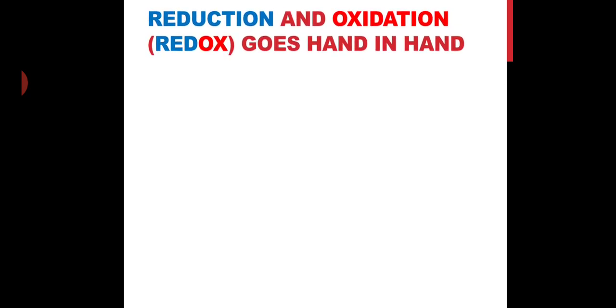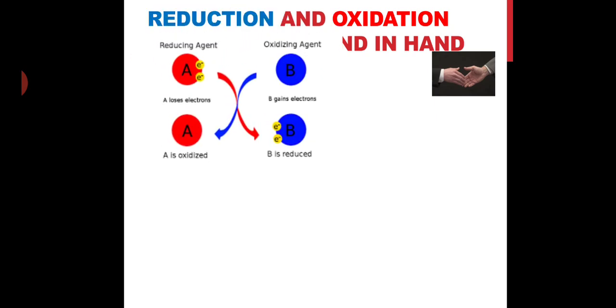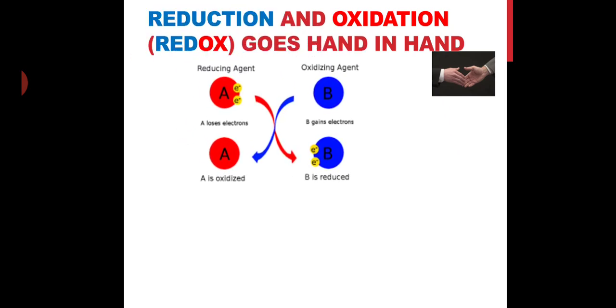We know that oxidation and reduction go hand in hand. What does it actually mean? Look at this figure. Compound A loses electron and gets oxidized. This process is known as oxidation. At the same time, B gains electron and gets reduced, and this process is known as reduction.